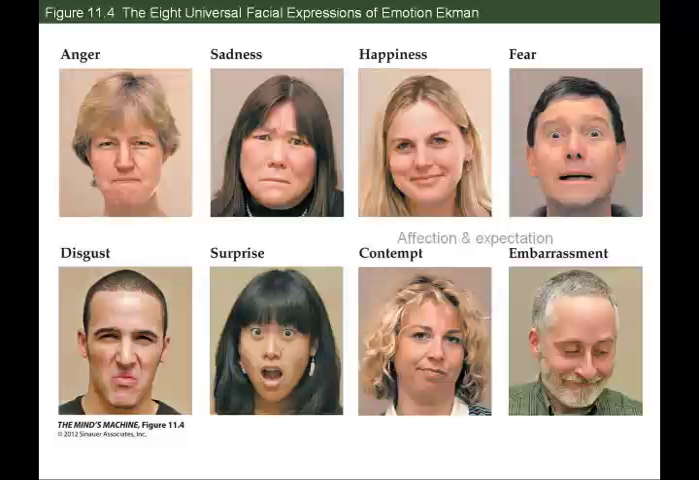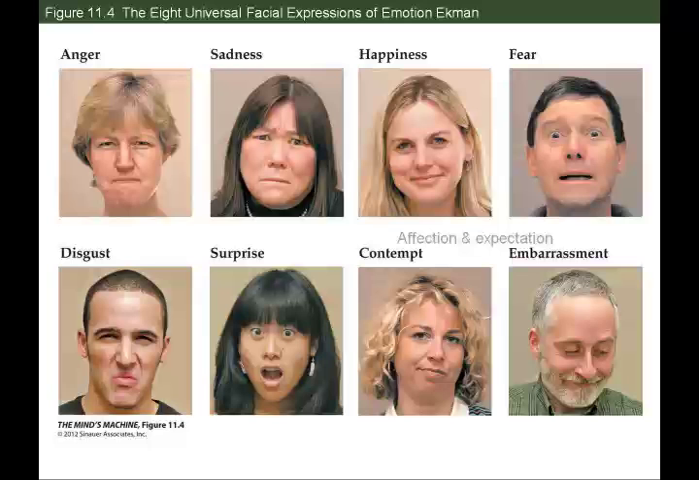Okay, and then I want to point your attention to the last 2 here. Contempt and embarrassment, and remind you of the previous slide, the theory that was built like the colors, where we had affection and expectation. So back to my point that there is indeed agreement over the fact that we have basic emotions, but there's disagreement about how many we have and exactly which ones they are. So the first 6 are identical to the ones that we had in the previous slide. The last 2, contempt and embarrassment, are different. In the previous one you had affection and expectation, and did not have contempt and embarrassment.